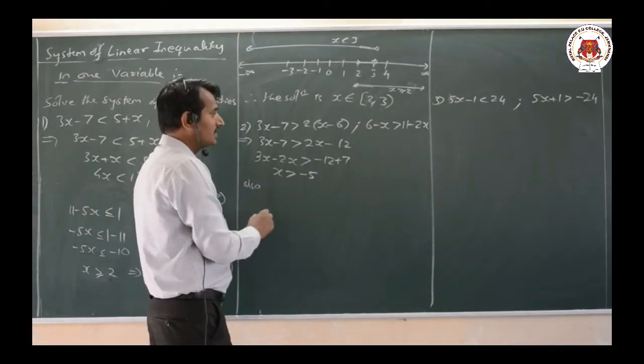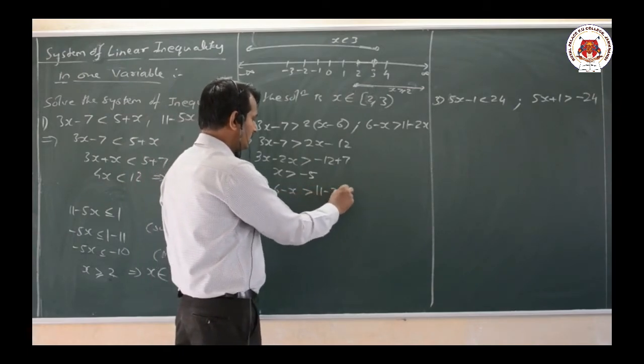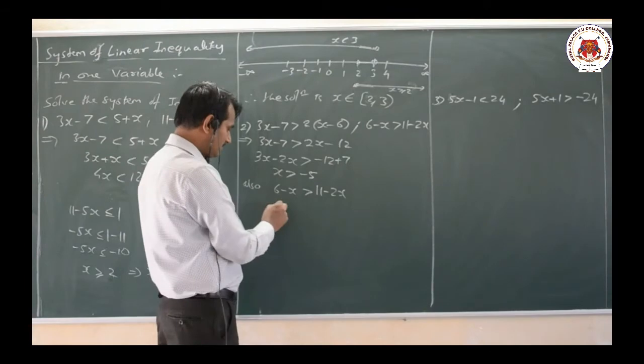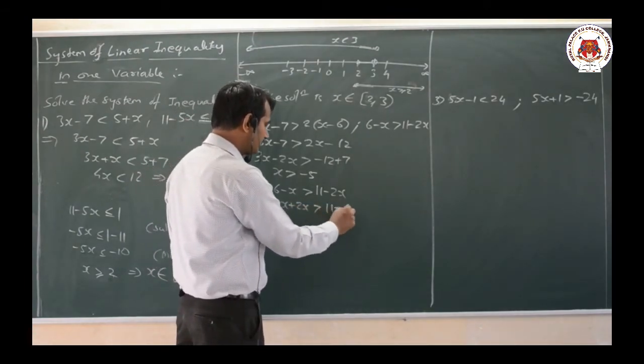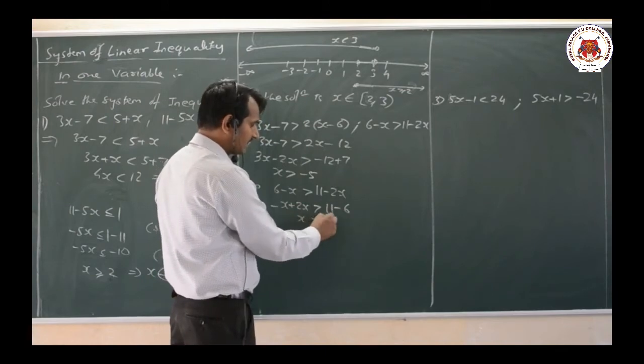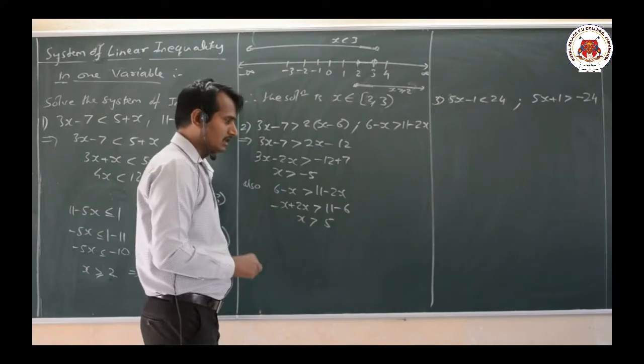Also one more region, that is nothing but here 6 minus x greater than 11 minus 2x. Okay, 2x I will shift it to this side, that is minus x plus 2x greater than 11 minus 6 here. What we get, x is greater than 5. These are the two solutions.